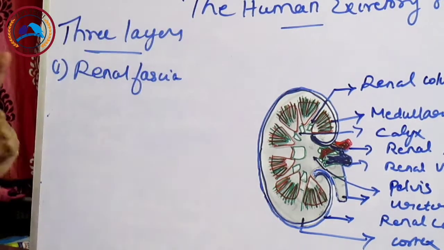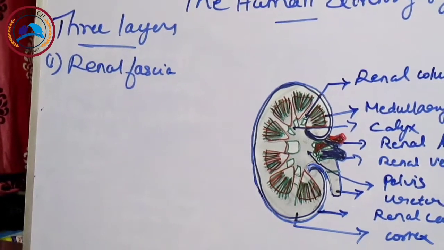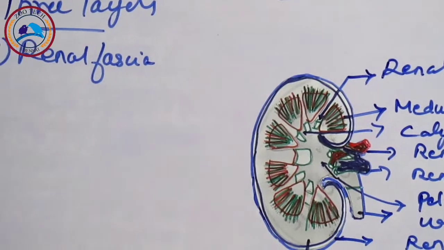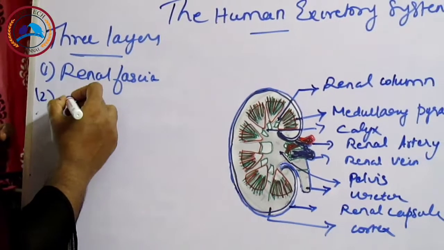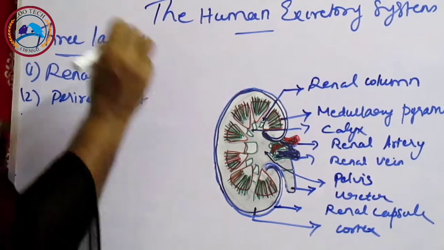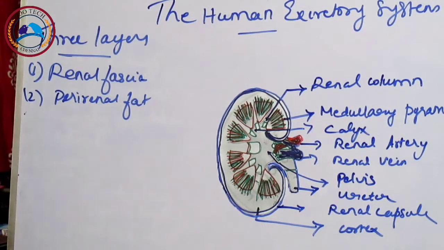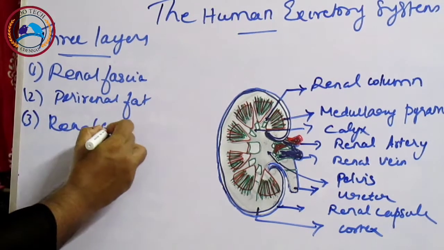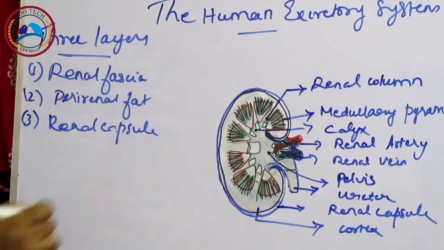The renal fascia, which is the outermost layer, is a tough connective tissue layer. Then you have an adipose tissue or perirenal fat, the perirenal fat capsule or adipose layer. The third one is the renal capsule, which is the innermost layer.